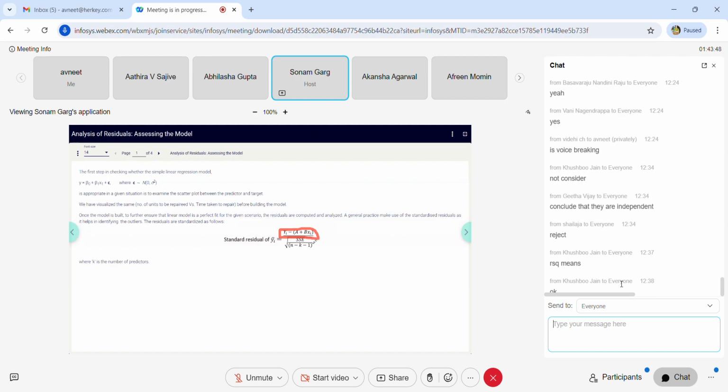Residue for y hat, the actual formula. We have just divided it by the sum of squared errors divided by n minus k minus 1 to keep this component also in the picture. What if the number of predictors increase or decrease? What if the number of rows increase or decrease? The number of rows and columns also should have a role to play in all these calculations of your errors. So in order to incorporate that, we have standardized these residues by including this.